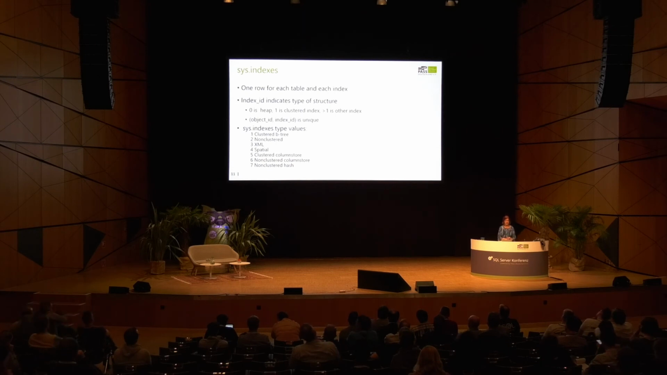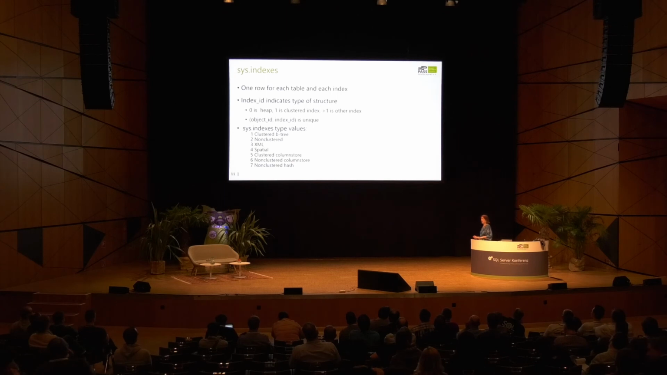So sys.indexes has 1 row for every table and 1 row for every index. If the table has a clustered index, there will be a row with an index ID of 1. If the table is a heap, there will be a row with an index ID of 0. And then there can be other rows for all of the other indexes. You'll never have both a 0 and a 1 for the same table, but you might have a 1 and a 2 and a 3, or a 0 and a 2 and a 3 for the same table.